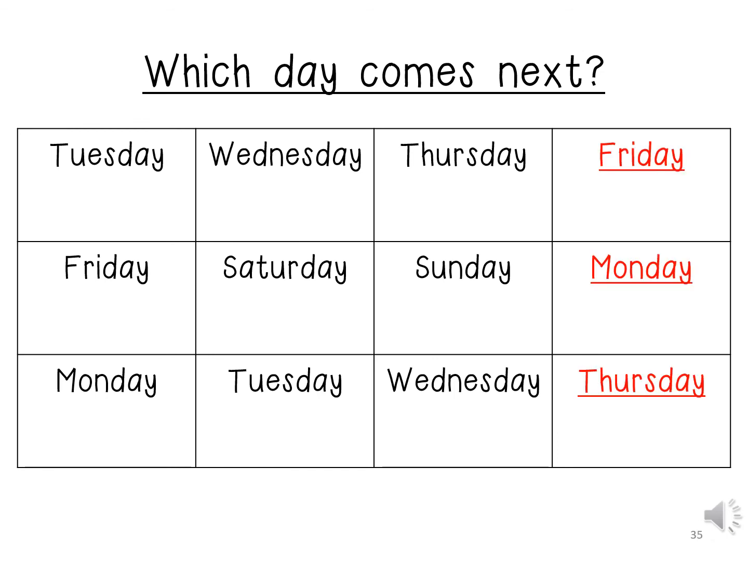So now I have put in the answers for you to see. So let us read this again. Tuesday, Wednesday, Thursday. So the next day will be Friday. Then Friday, Saturday, Sunday. So the next day will be Monday. The last one, Monday, Tuesday, Wednesday. So the next day will be Thursday.